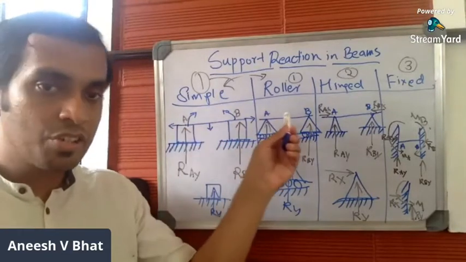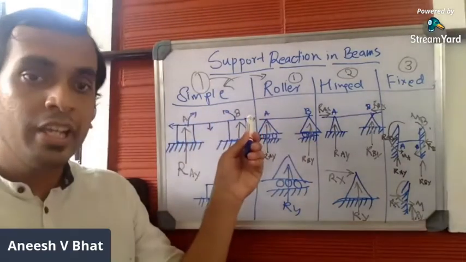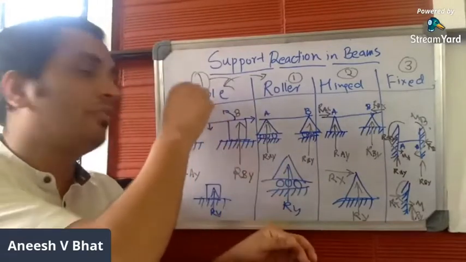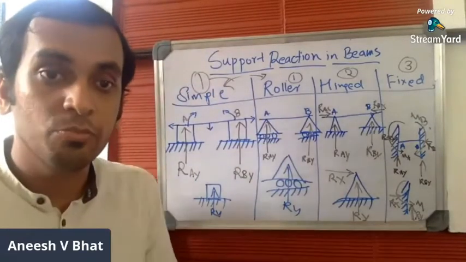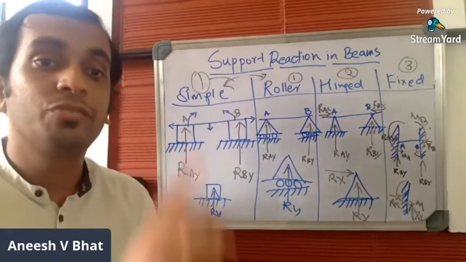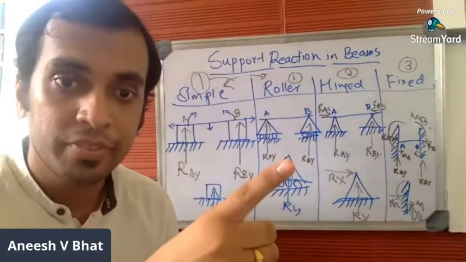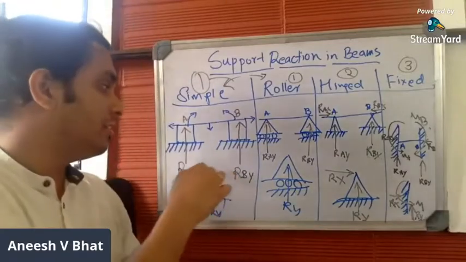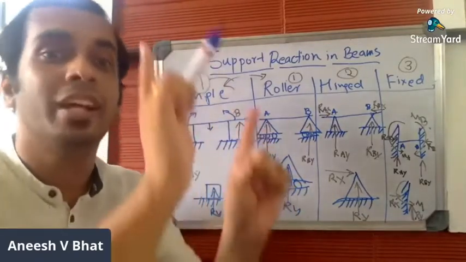In x direction it can move freely. In z direction it can move freely. Rotation is free, but it cannot move freely in y direction. So there is one restriction, which is in y direction. That's why the reaction is only one, in the same direction.